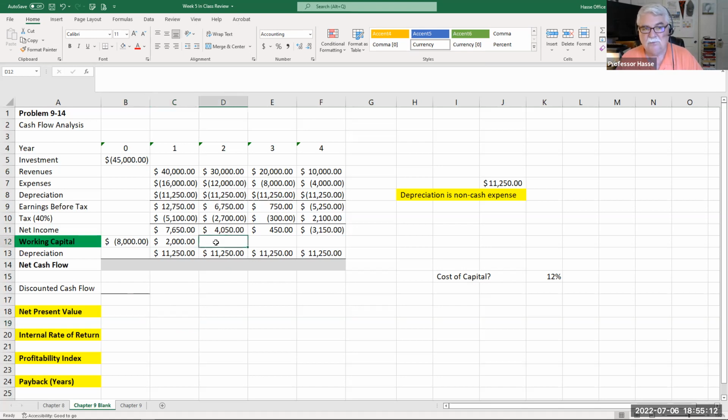In year 2, what is the following year's revenues? $20,000. 20% of 20,000 is $4,000, now our working capital balance. So we have to add another 2,000 back as positive cash flow to get to our $4,000 balance in working capital.